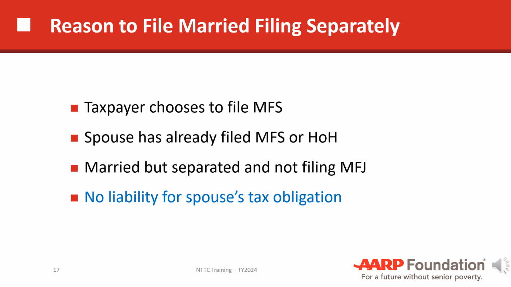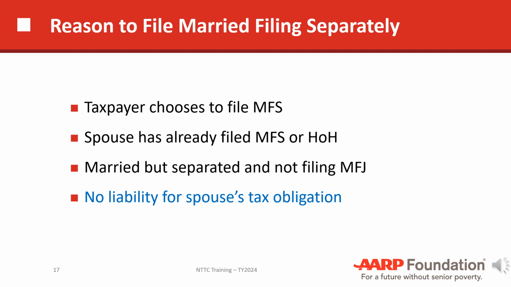A spouse has already filed MFS. Well, okay, couples that have split up do find that the other spouse has already filed MFS or has filed head of household. And so the remaining spouse who hasn't filed yet ends up having to file separately because they don't really have a choice. Married but separated and not filing MFJ. So the couple has split up and they have chosen to file separately for that reason.